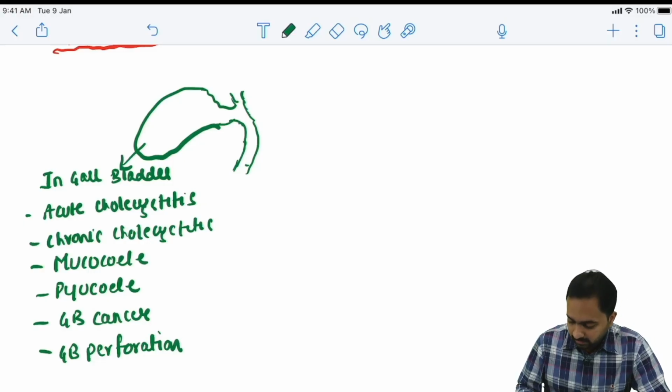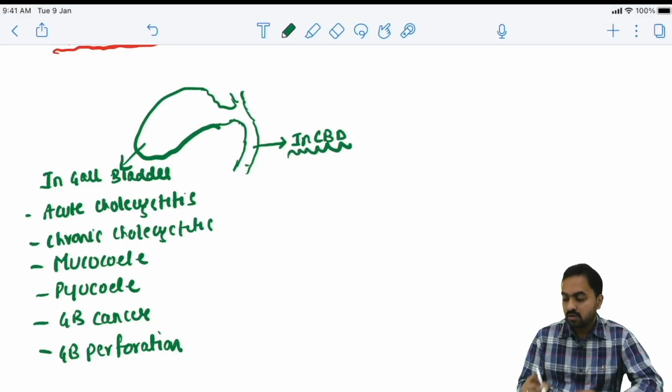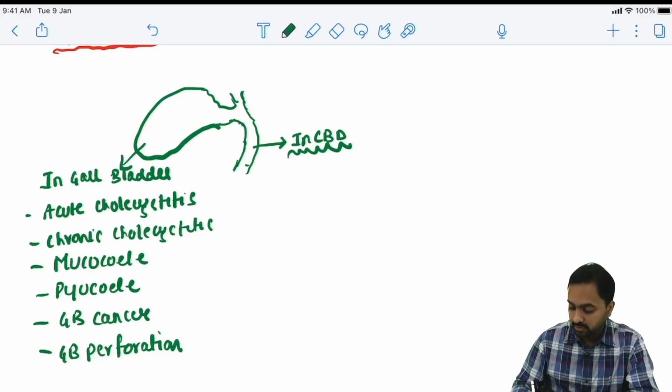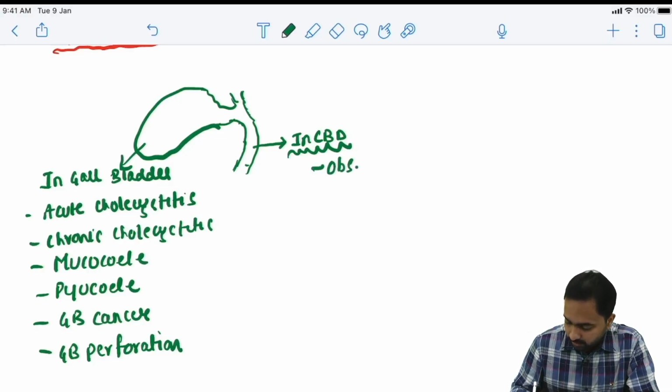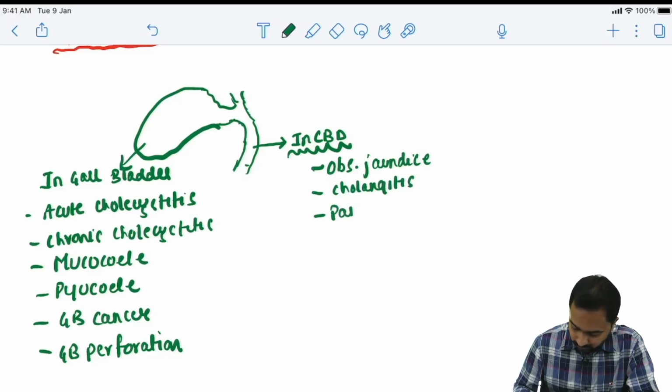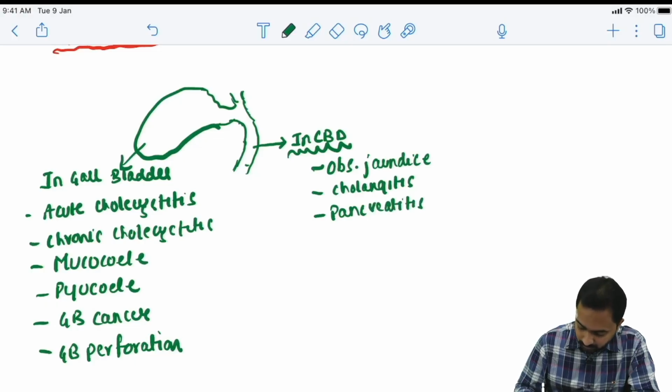Right. Then if it comes down to the common bile duct, what are the features that it can cause in the common bile duct? It can cause obstructive jaundice. It can cause cholangitis. It can cause pancreatitis.